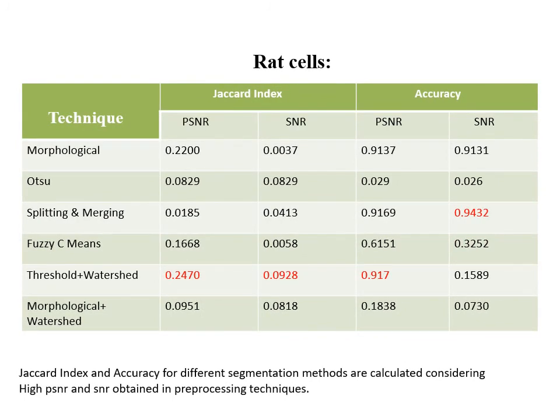For rat cells, for Jaccard index, we get the highest values for threshold plus watershed, and for accuracy, we get splitting and merging and threshold plus watershed.